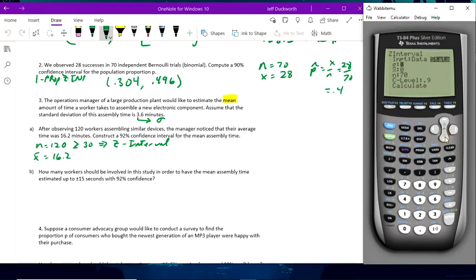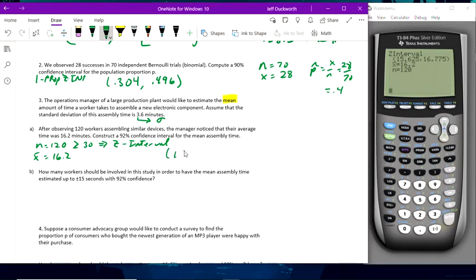So the first stat is sigma, which is 3.6, given up there. X bar is given as 16.2, and n is 120. Instead of 0.9, we're going to use 0.92. And we go down to calculate, and this is it. So this is 15.625 all the way to 16.775. That's the interval, and we're good to go.